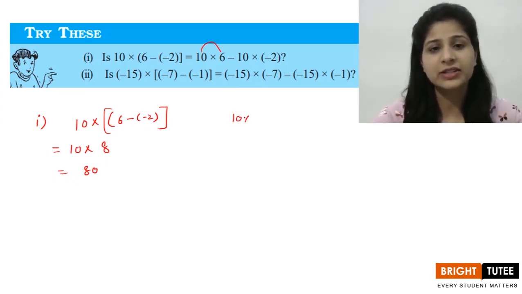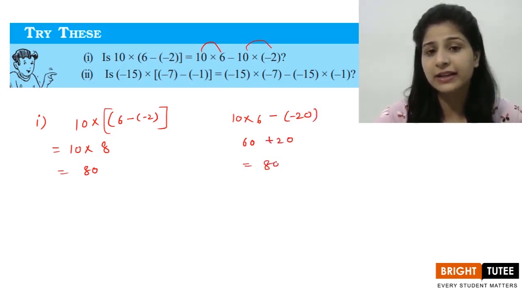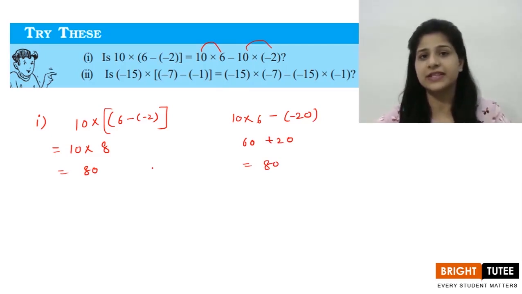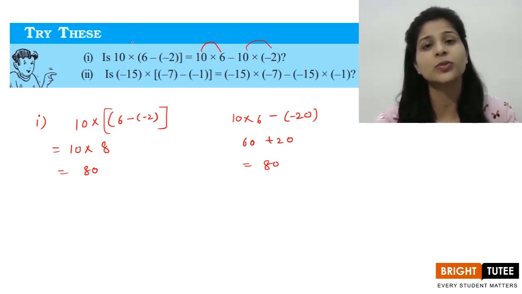Solve this one. 10 into 6. What is the answer? 60. Minus 10 into minus 2. That will be minus 20. Yeah, so it is going to be plus 20. What is the answer? 80. So can we say that the left hand side is equal to right hand side? Yes, they both are equal, and hence we can say multiplication is distributive over subtraction as well.